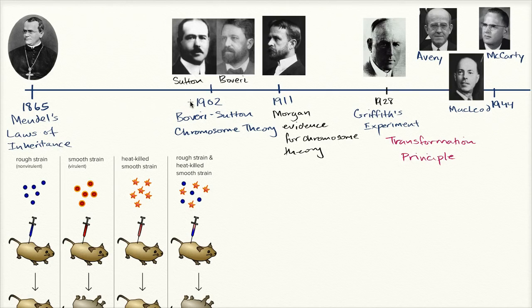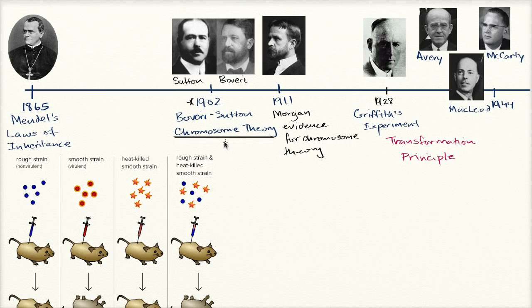And in 1902, we have the first really solid theory for what the molecular basis for those inheritable factors actually could be. This is when Boveri and Sutton come up, and they independently did their work, but they both came to the same theory at around the same time. They came up with the chromosome theory, now called the Boveri-Sutton chromosome theory.